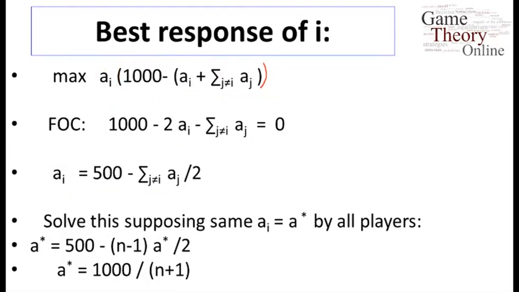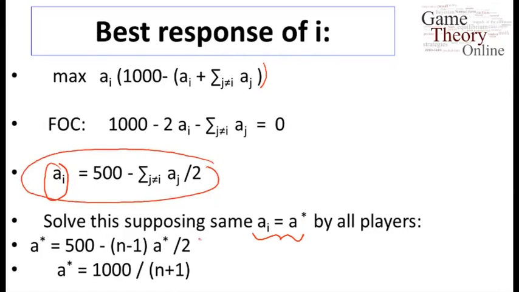Okay, so we've got our optimal best response for i as a function of the other players' actions, and now we're solving this supposing that every player is playing the same action. So in a symmetric game, let's look for a symmetric equilibrium, a point where everybody's doing the same thing. So if we suppose that every a_i is equal to some a star, then if we plug that into the equation here, what do we end up with?